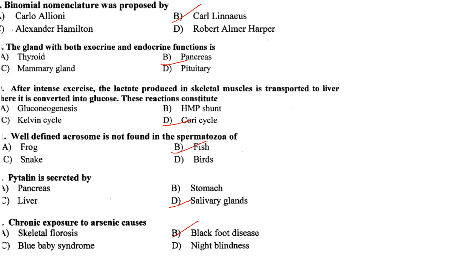After intense exercise, the lactate produced in skeletal muscle is transported to the liver, where it is converted into glucose. This is also a repeated question, and these reactions constitute the Cori cycle. A well-defined acrosome is not found in the spermatozoa of fish. Answer is option B.